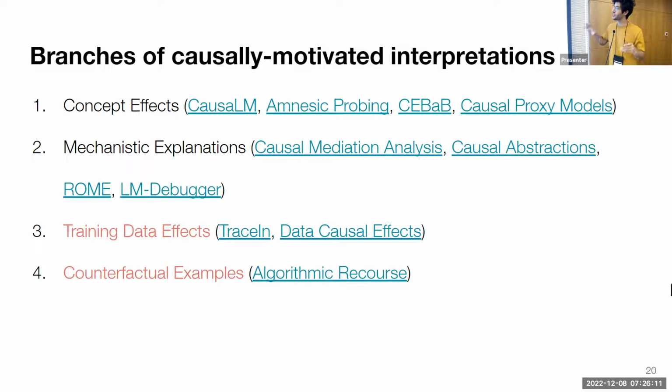So there are many branches of people thinking about causally motivated ways of interpreting the predictions of large language models. I'm going to go over all four of them. I'm going to mainly discuss 1 and 2. So maybe the first thing that we can think about, equivalent to what we discussed in part 1 and part 2, is concept effects.